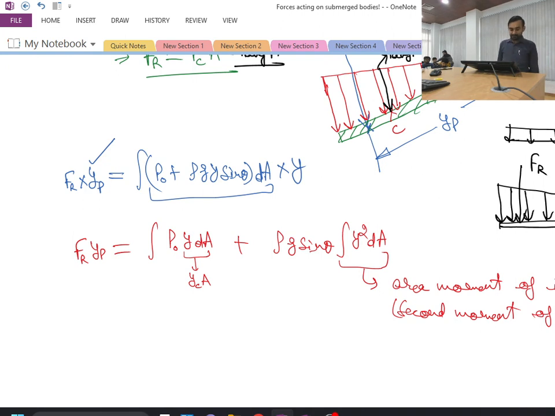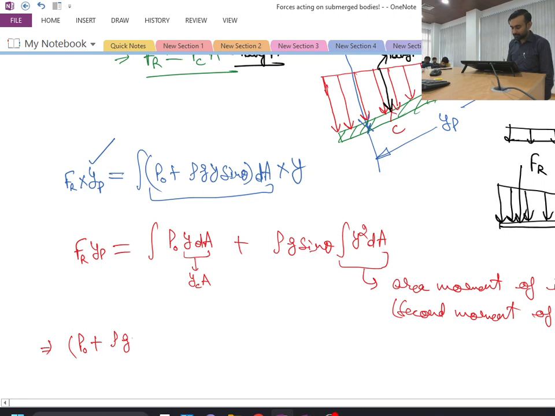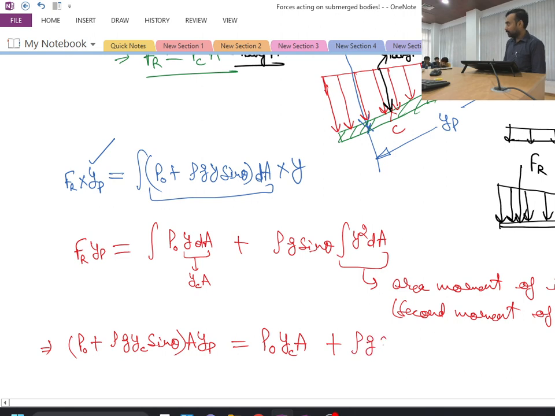Okay. So now what I can do is, in place of Fr, I can write (P naught plus rho g yc sin theta) into A into yp. Okay, so this is the value of Fr. Have I written it correctly? That will be equal to P naught times, in place of y dA, it is yc into A, and then I am having plus rho g sin theta times the integral of y square dA.